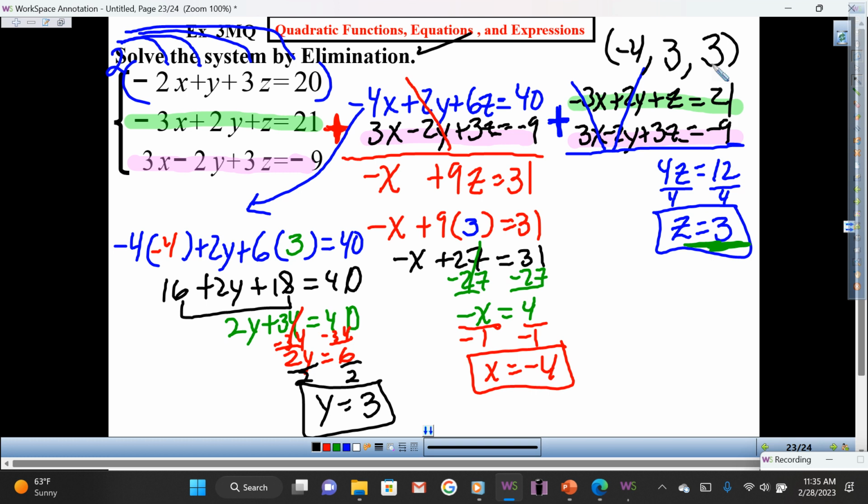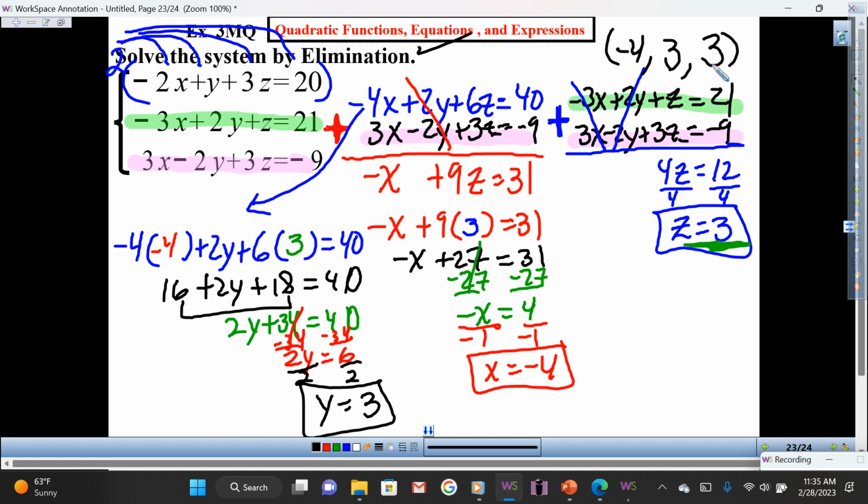Yes. You're like, what? So let's see, show of hands. Who likes substitution method better? Who likes elimination better? Yeah, it's a lot faster, right? It flows a little bit better.